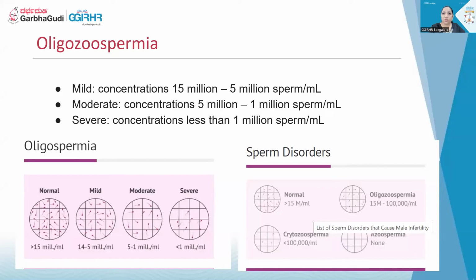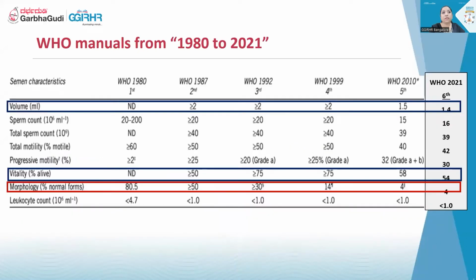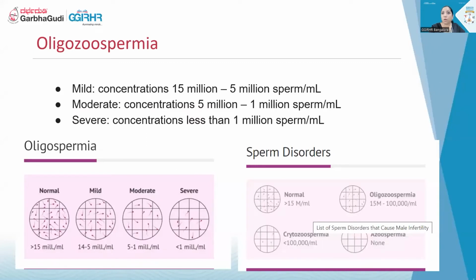Coming to the definition, oligospermia is a condition where the count is low. Previously we have seen that the sperm count as per WHO should be around 16 million. So if we are seeing a count of 15 million, it is termed oligospermia. Oligospermia has different variations, wherein we have mild, moderate, and severe. A concentration from 15 to 5 million is graded as mild oligospermia.